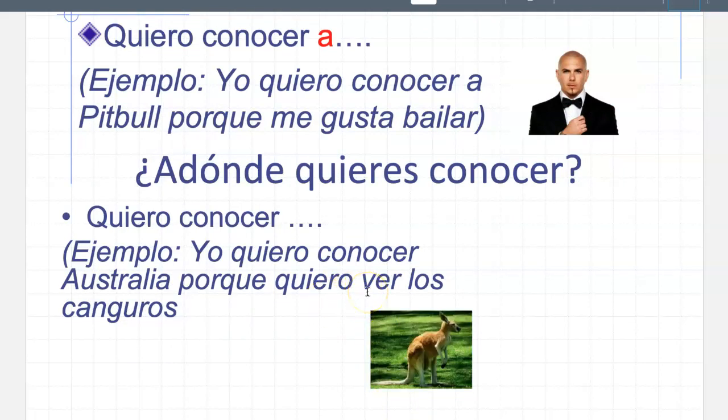Quiero ver, yo quiero comer, quiero visitar, quiero conocer. Maybe there's family you want to meet or see. So quiero is I want. And then after quiero, indicate what experience you would associate with that place.